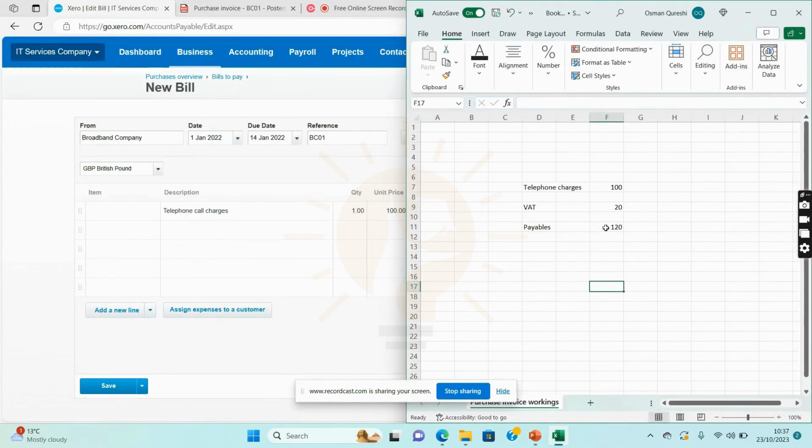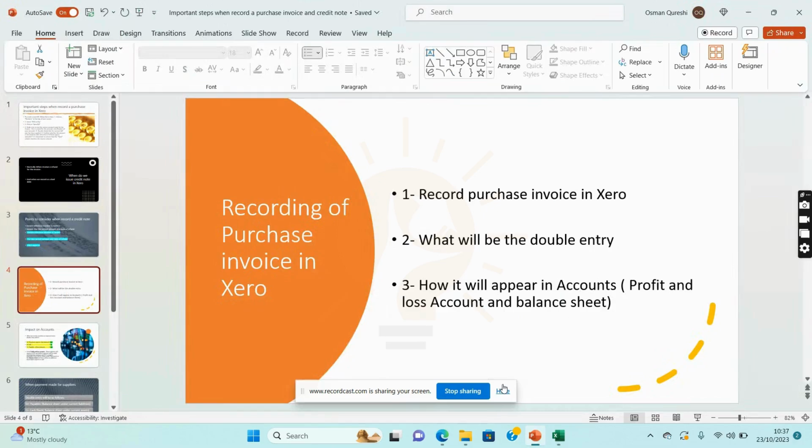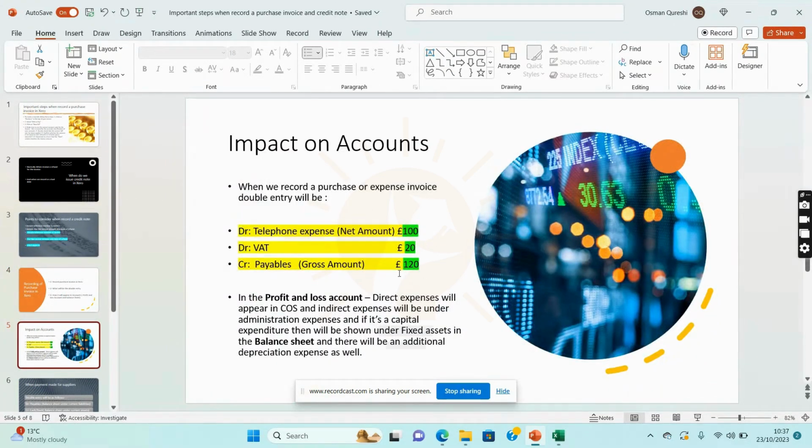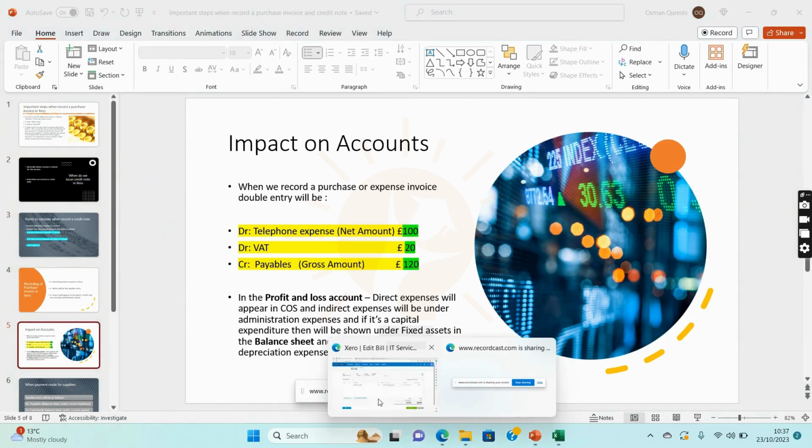Okay. Why would I write down payable £120? Because it is the ultimate liability the company has to pay. Okay. So now I will show you what the double entry will be. The double entry will be debit telephone expense £100, debit VAT, so we can claim VAT from HMRC, and credit payables, because it is our liability to pay back to the supplier, £120. Okay. Now I will show you how it will appear in accounts.